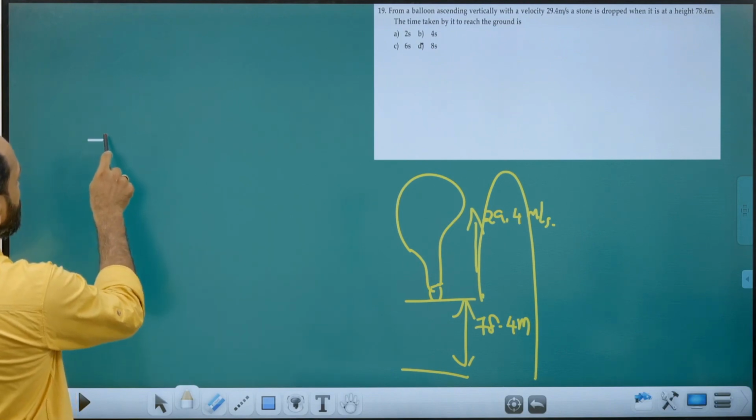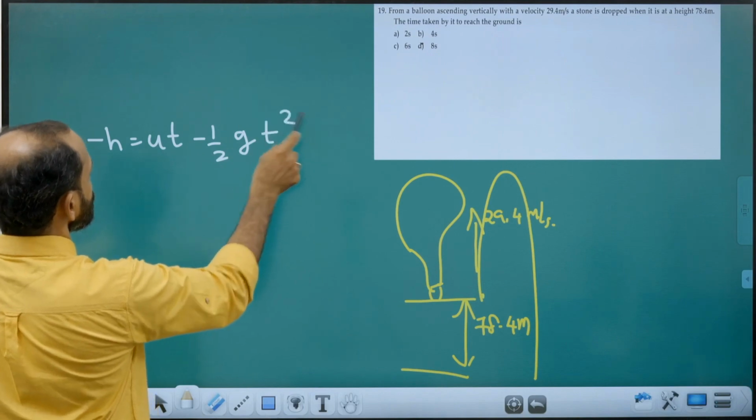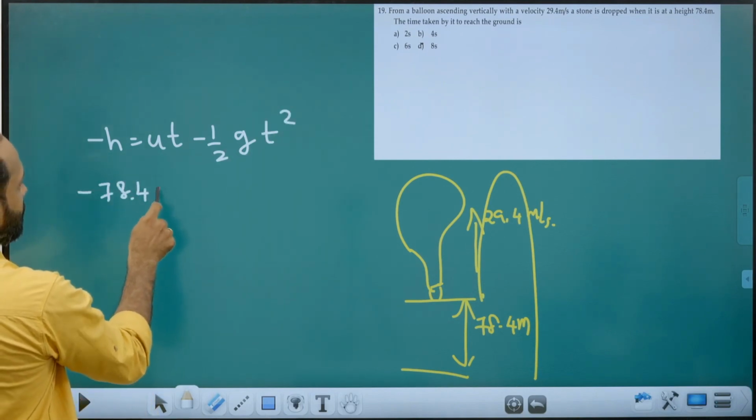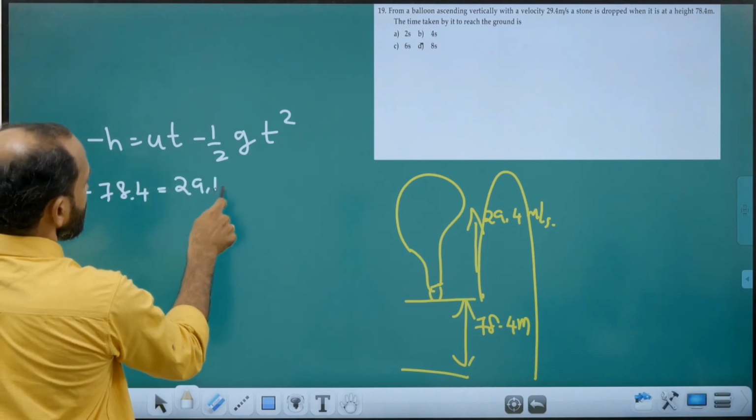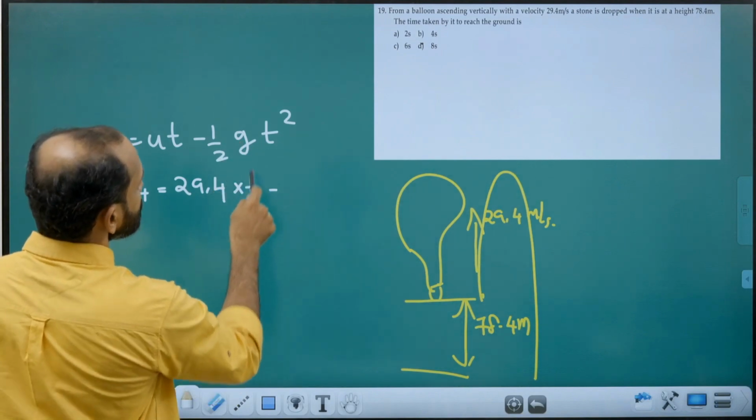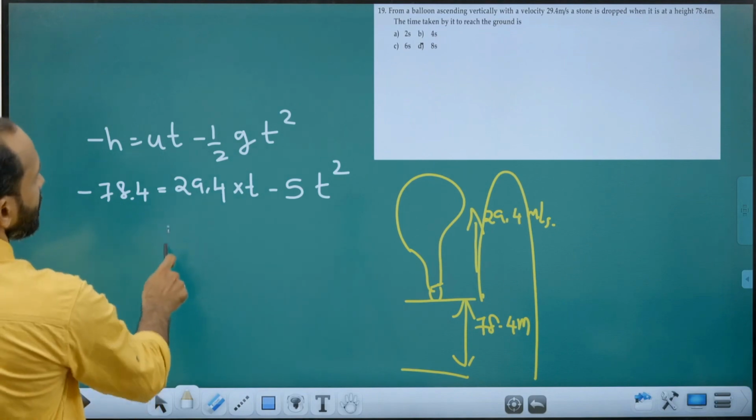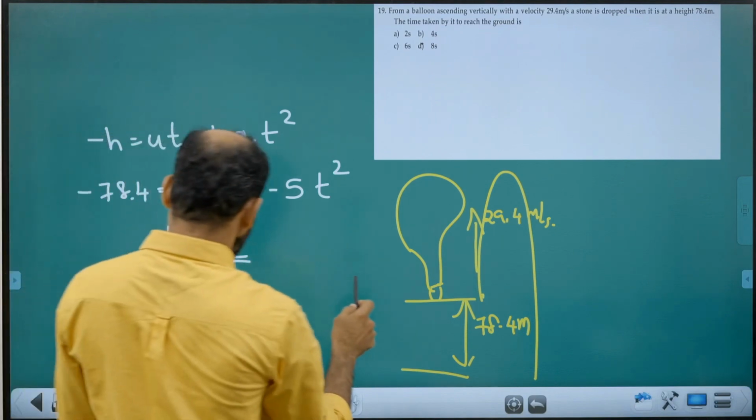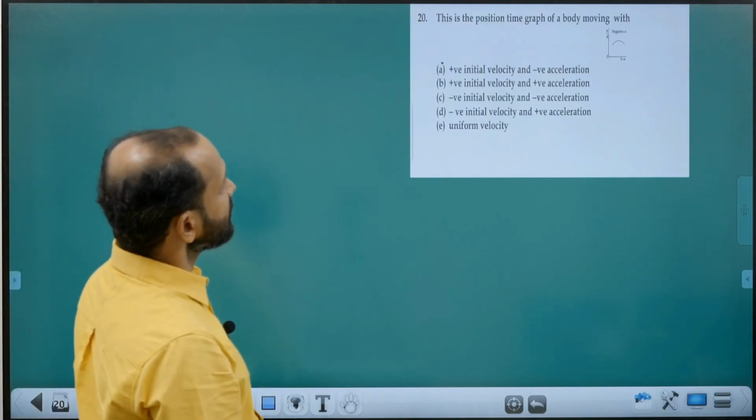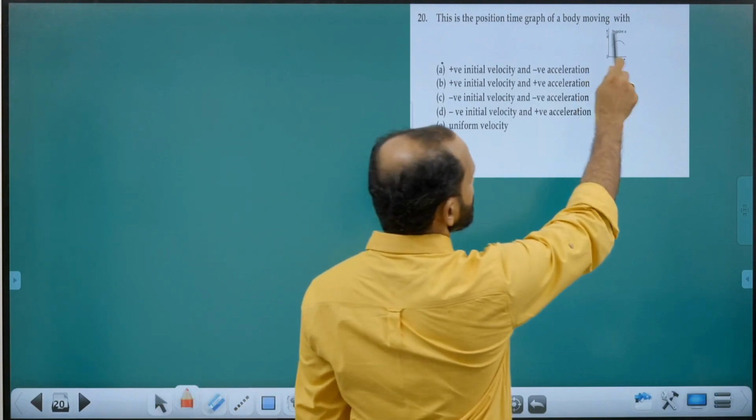I'm not explaining it fully because I have explained it there. So I am using this formula, minus h is equal to ut minus half g t square. What is h here? 78.4 equal to, what is u here? That is 29.4 into t, minus half into g. G I am taking 10, 10 by 2 is 5, 5t square. You find out the value of t, you will get t as 8 seconds. So answer is dog.